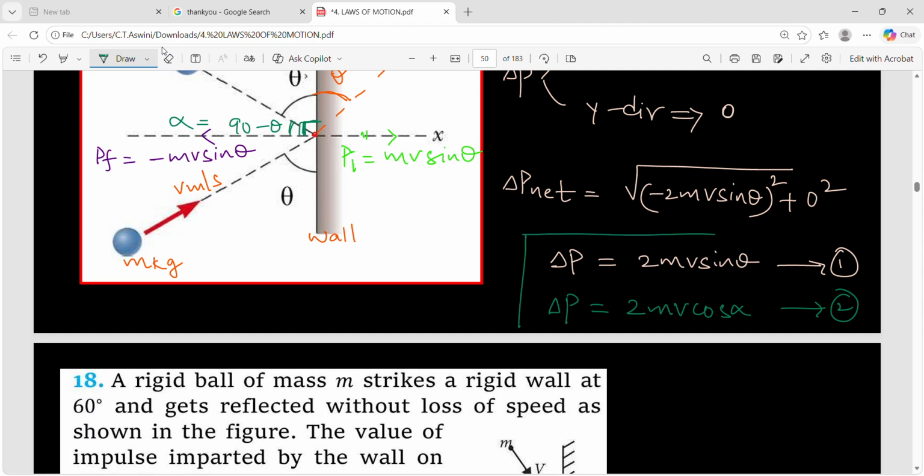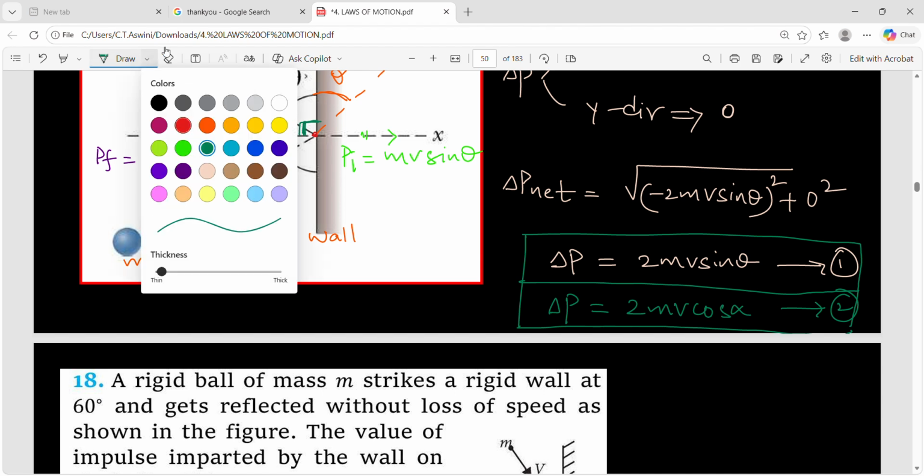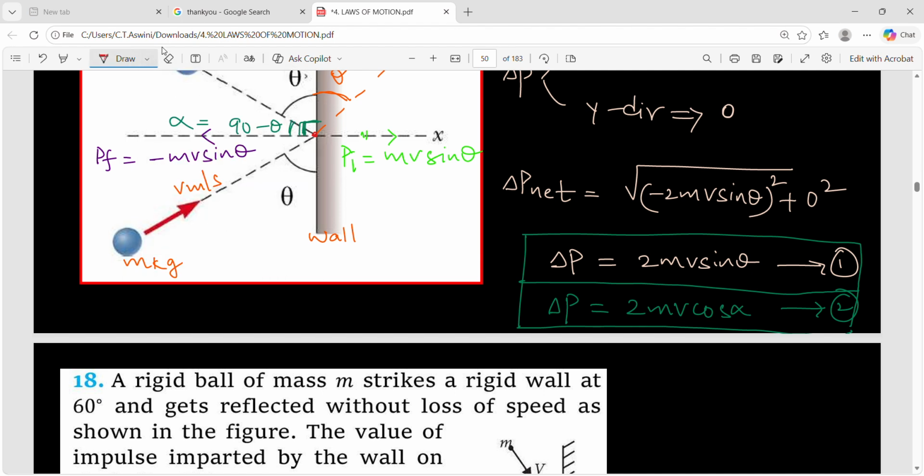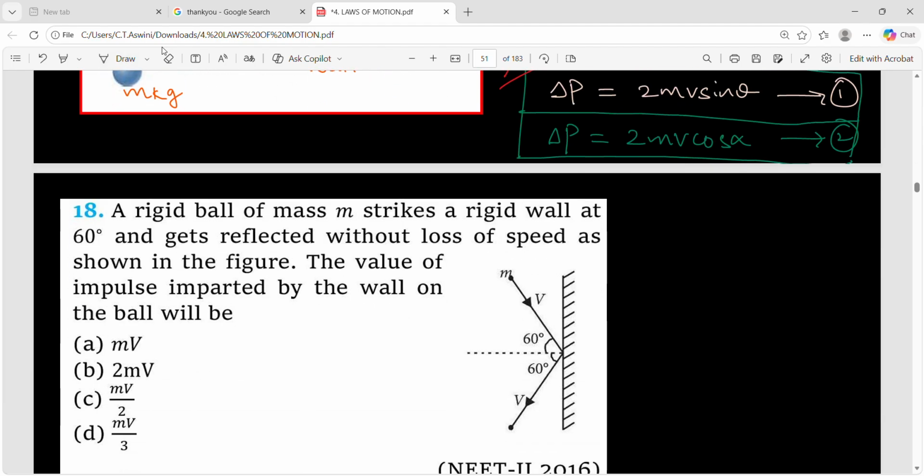This angle is important because in your previous year questions of the NEET exam, sometimes the angle is given with the wall, whereas sometimes the angle is given with the horizontal. So you have to be very clear where this angle is. Theta is with the wall, whereas alpha is with the horizontal. Horizontal means x-axis. Clear? So remember these two formulas. We'll do some PYQs. Change in momentum is 2 m v sine theta. Another formula, 2 m v cos alpha. Fine.